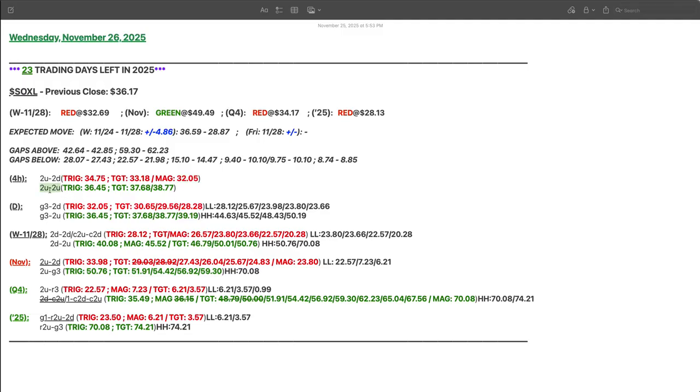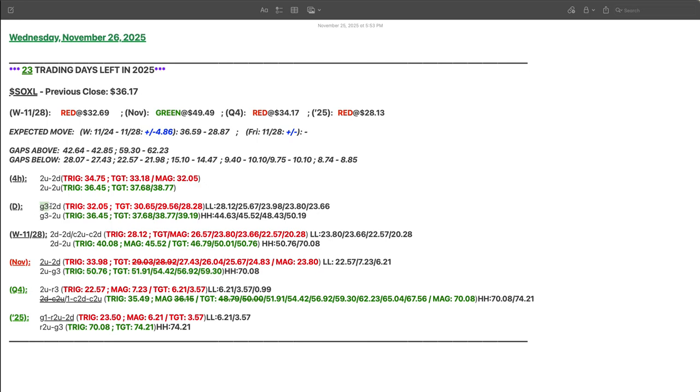To the upside, we would have a 2 up continuation triggering at 36.45. And the targets at that point would be 37.68 with an extended target of 38.77. All right, that's the 4-hour time chart. Now, if we reach the targets of either the upside or downside on the 4-hour chart, then we want to turn to the day triggers and targets.